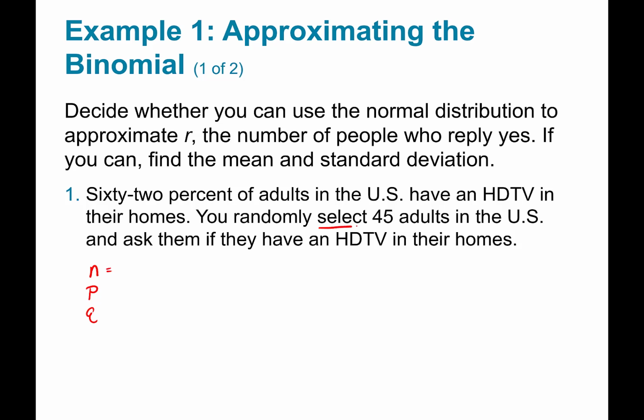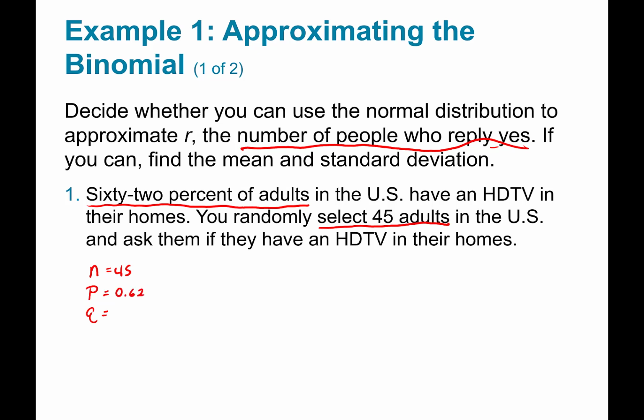So in this case, we're randomly selecting 45 adults. So N is 45. P is the probability in this case that we're asking the number of people who reply yes for our random variable. So P is the chance they're going to say yes. So yes, in this case, they have an HDTV in their homes. We know 62% of adults have an HDTV. So the probability of success, or the probability someone is going to say yes, is 62% or 0.62.